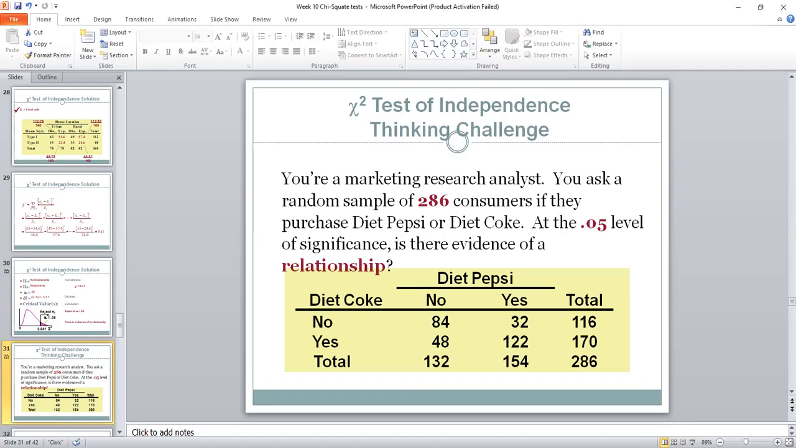0.05, 5%, 1 degree of freedom. So the value there is 3.841. That's the chi-square table value. So my job, I want you to calculate for me, is the chi-square calculated. That's what I want. Then you draw a conclusion.